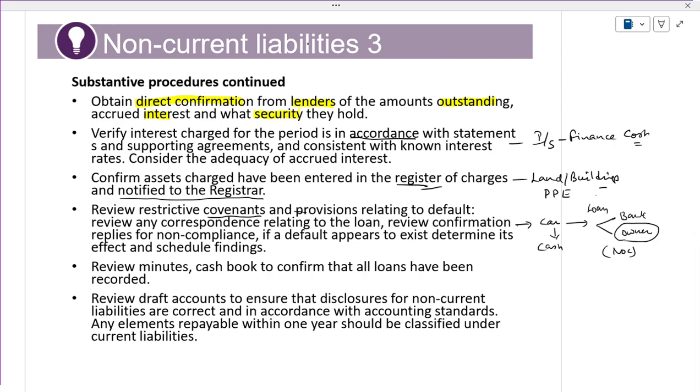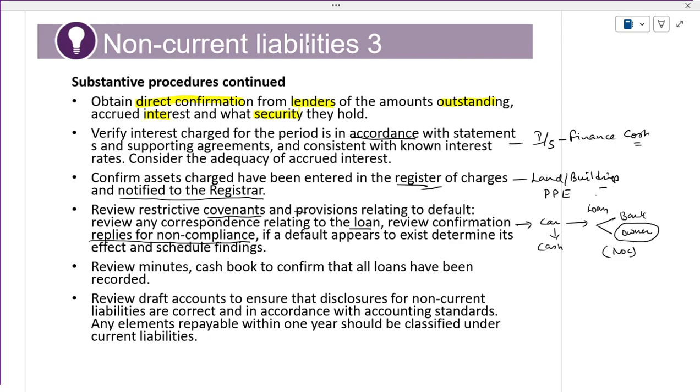Any provisions relating to default. Review any correspondence relating to the loan. Review confirmation replies for non-compliance. Sometimes the client will not pay installments. The auditor has to make sure that the client has paid the loans according to the terms and conditions. That is a simple understanding of this concept.